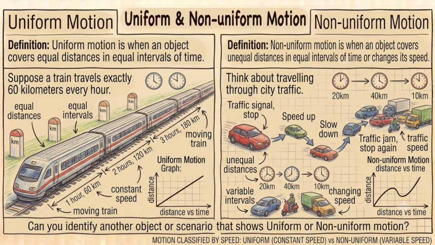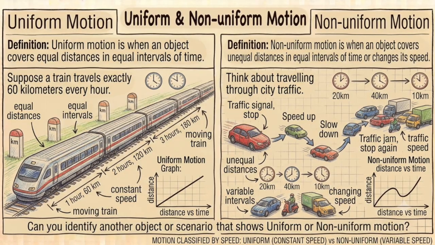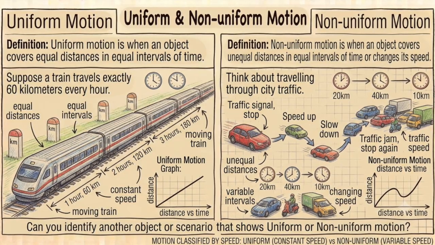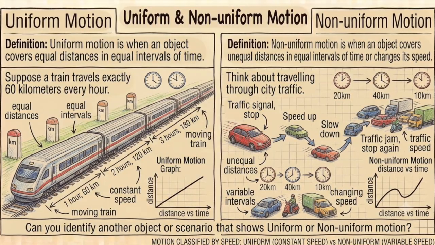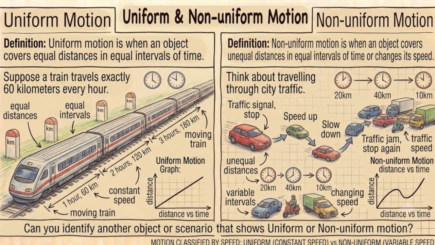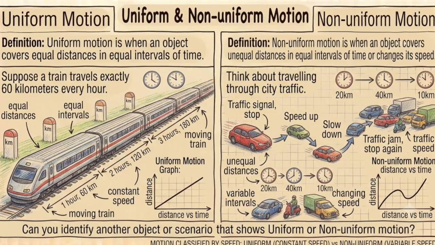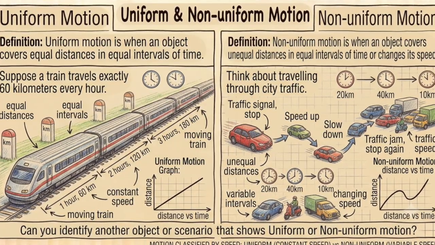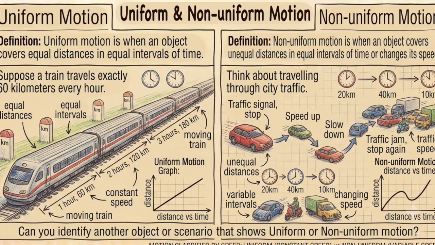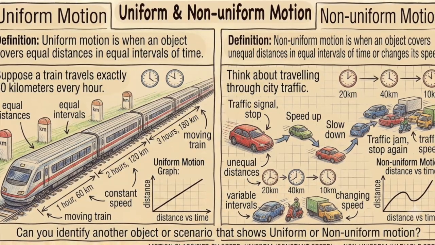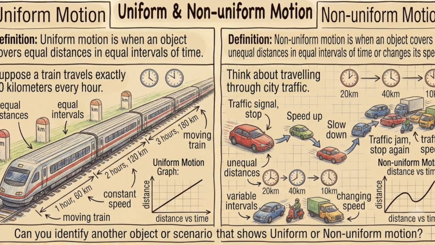Now let us move on to uniform and non-uniform motions. Uniform motion. Uniform motion is when an object covers an equal distance in equal intervals of time. Suppose a train travels exactly at 60 kilometers per hour. Its speed remains constant. That's uniform motion.